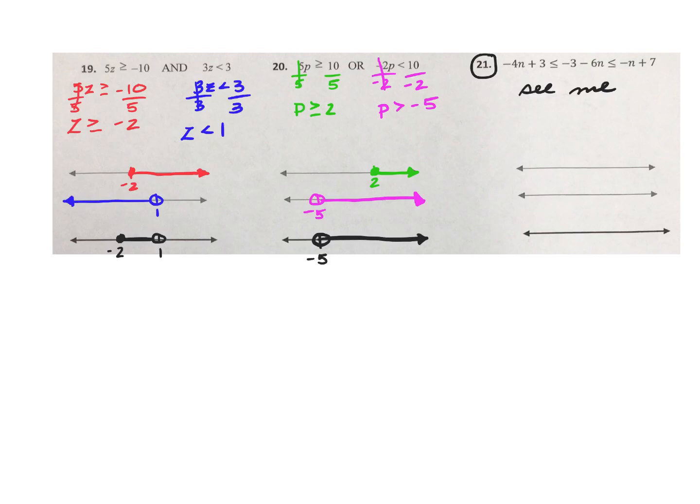So Mia, 19, 20, and 21. I did 19 and 20 for you. 21, you need to come see me because that involves a longer explanation. But 19 and 20, they've given you an "and" and an "or" statement there.